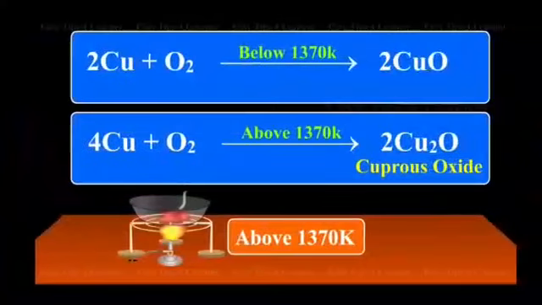Copper when heated above 1370 Kelvin in the presence of oxygen gets converted to red cuprous oxide. The equation is copper Cu plus oxygen O2 when heated above 1370 Kelvin will give cuprous oxide Cu2O.